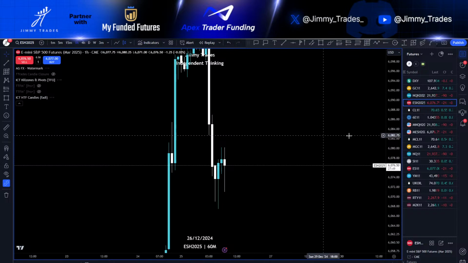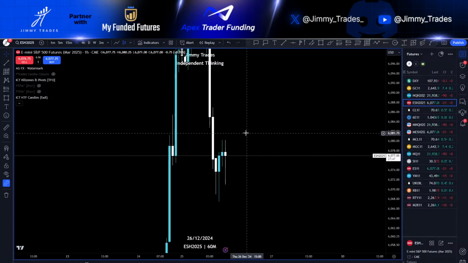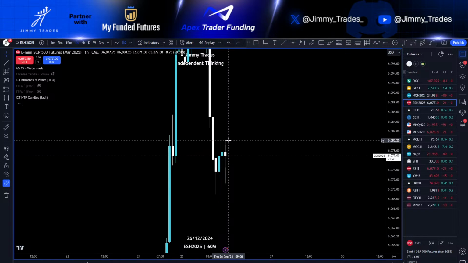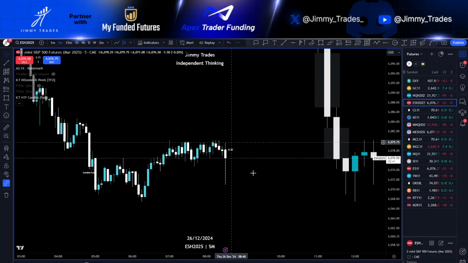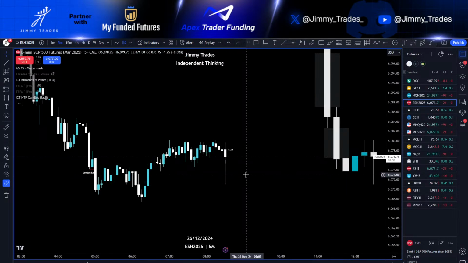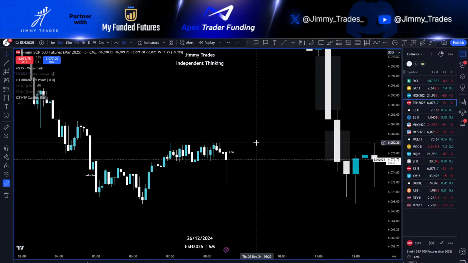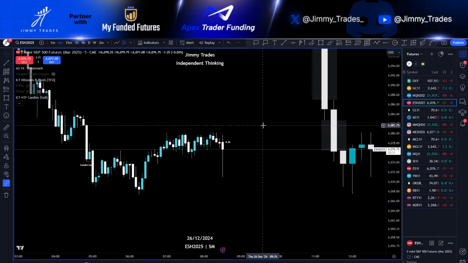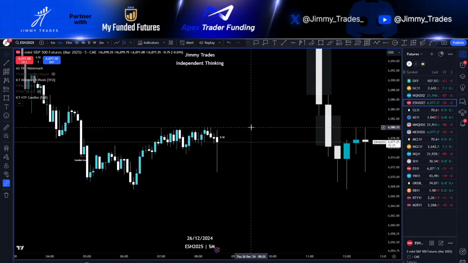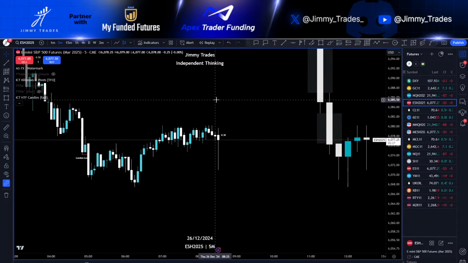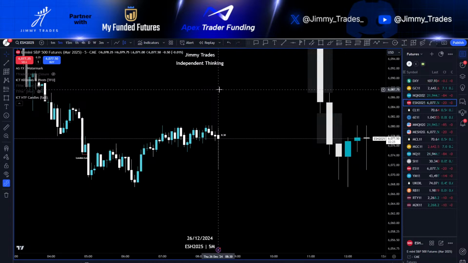What are you seeing on ES? For me, I've got nothing on ES at the moment. I've got equal highs here. I'd be wanting to see these equal highs swept first before I look to do anything.